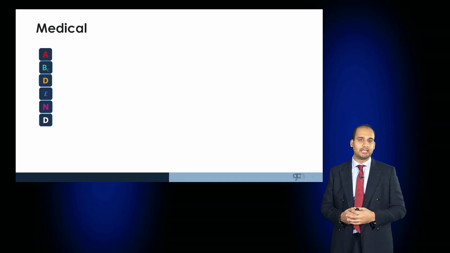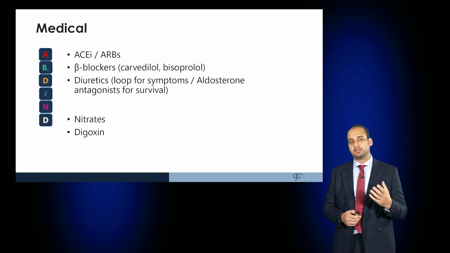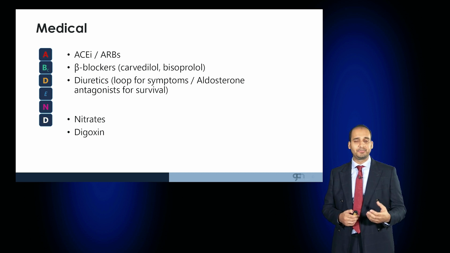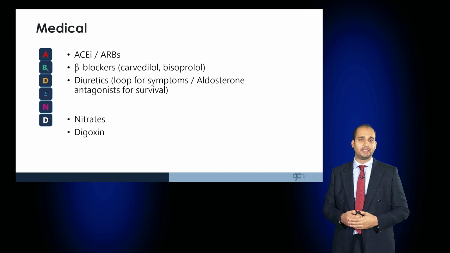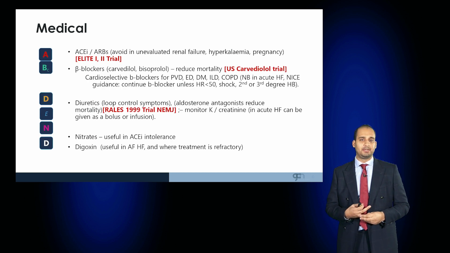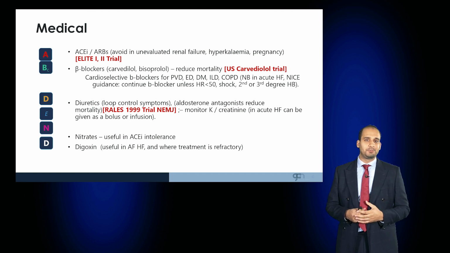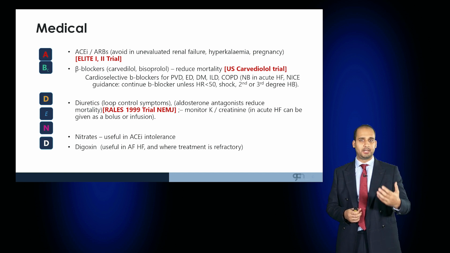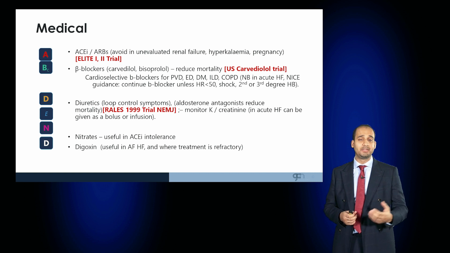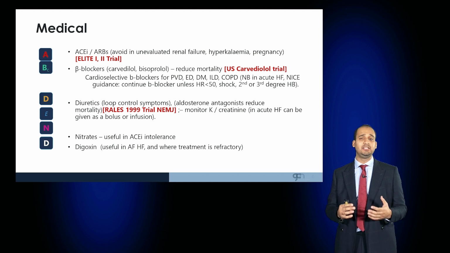Medically, we can again use an ABCDN mnemonic. A would be ACE inhibitors or angiotensin receptor blockers. B is beta blockers. D, diuretics. N, nitrates. And D is digoxin for refractory cases. Now, the ACE inhibitors or the angiotensin receptor blockers should not be used in unevaluated renal failure or patients who have hyperkalemia or pregnancy.